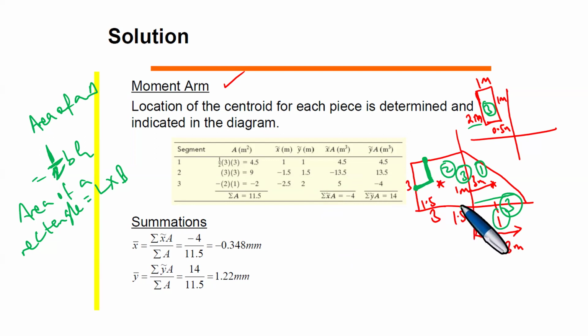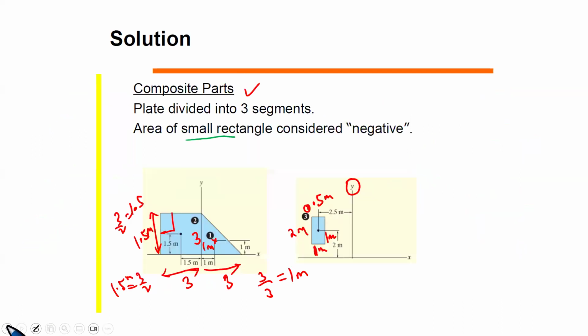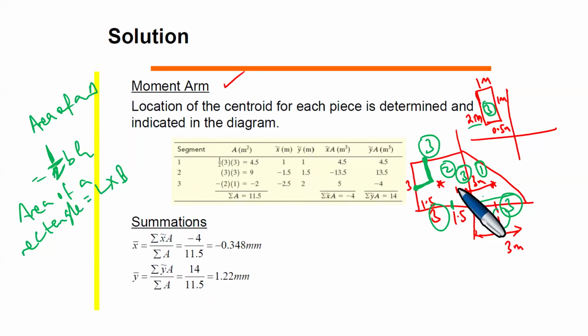We have seen that for the rectangle, if this side is 3 and the other side is 3, divided by 2, you get 1.5 meters. So now you are able to realize that for the x of this segment 2, the rectangle, it is 1.5 negative, to the left, and for the y it becomes exactly 1.5 upwards.